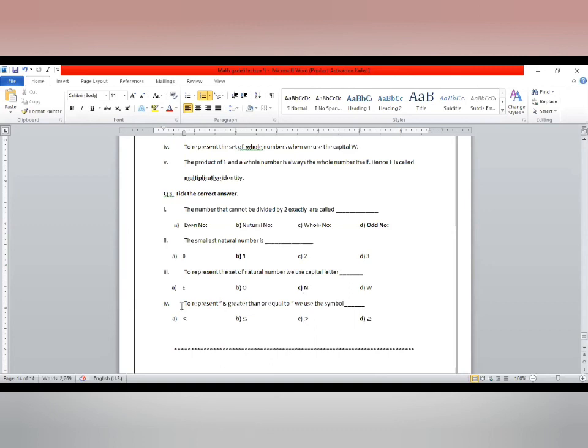Dear students, in question 4, this is the word form for greater than or equal to. We have to write it in symbolic form, the symbol that shows greater than or equal to. This is option B. This is left opening; right opening means less than.